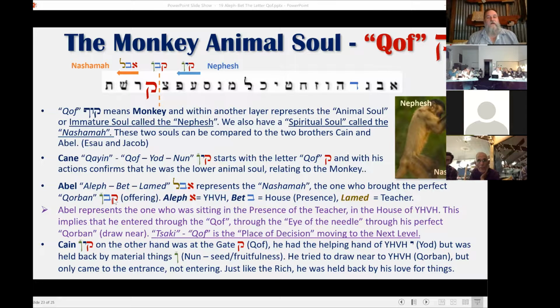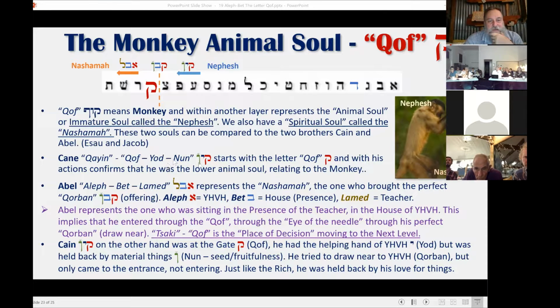Now we have something that they did that allowed them to enter in. What we see with the korban is the letter kuf. Now kuf is the key or the gateway. We have the house that is beyond the gateway that you enter into. And then we have a nun. Nun represents seed and fruitfulness, or fruit. And that is what Cain offered. He offered fruit. His offering was rejected because he did not enter the kuf. He was standing in front of the kuf.